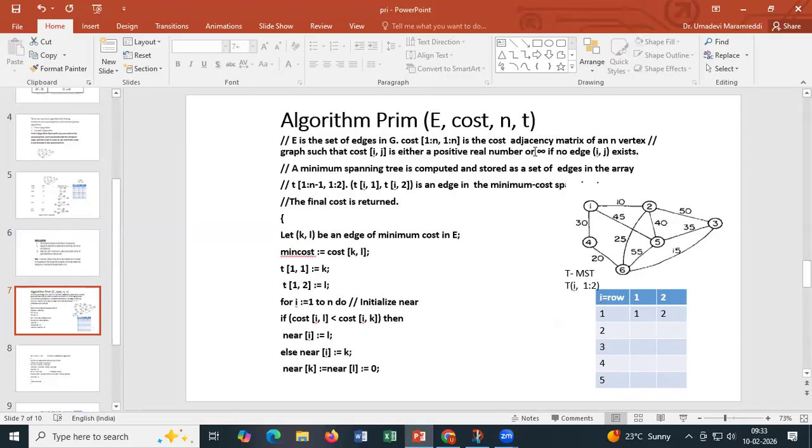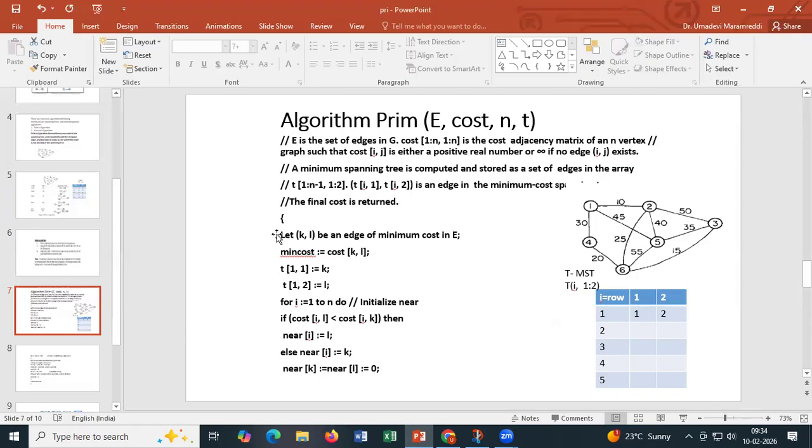If there is no edge, infinity. So the output is a minimal spanning tree. A minimal spanning tree is in the form of a tree. How to mention the edges? Here, for n vertices we have n minus 1 rows, and 2 columns. Column 1 stores the starting vertex of an edge. Column 2 stores the ending vertex of an edge.